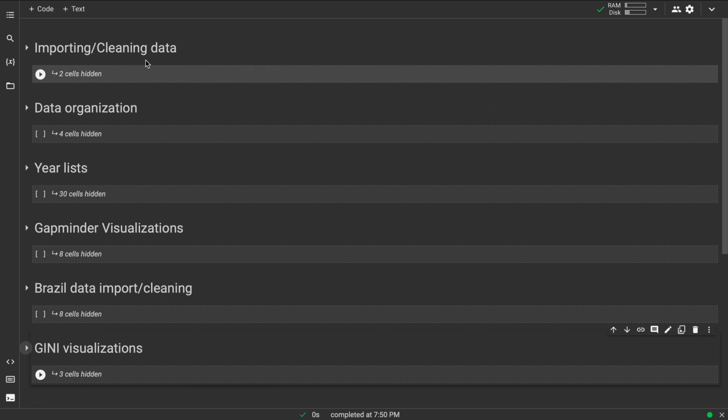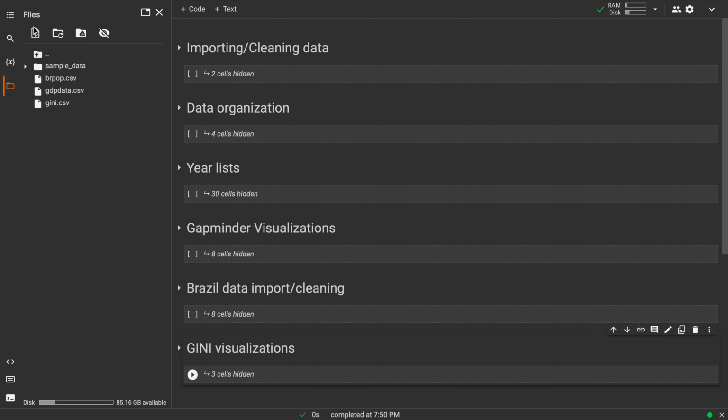Code walkthrough of our project titled Income Inequality in the World. This is intended for those who are familiar with Python and with coding, to show the process of how we gathered our data and created visualizations. So to begin, we uploaded our CSV files.